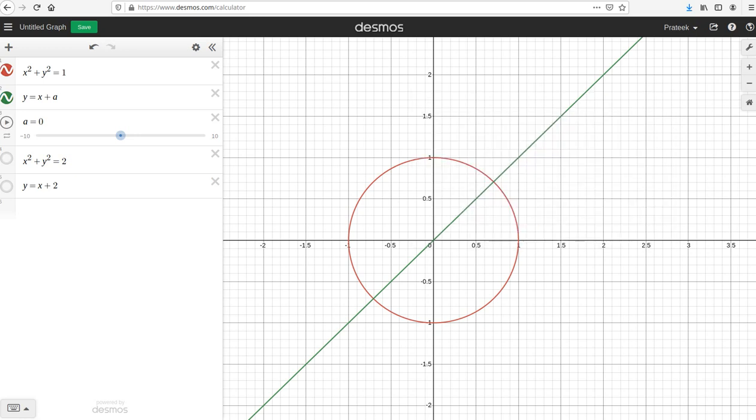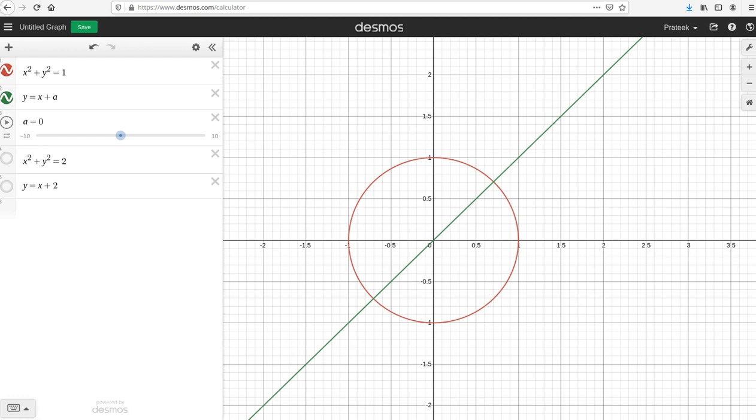Hi everyone, this is going to be your Flipgrid assignment where you're going to do a little bit of exploration playing around with some nonlinear graphs. First of all, you can go to desmos.com/calculator and you can look at some of the equations that we've been working with this week, particularly nonlinear.